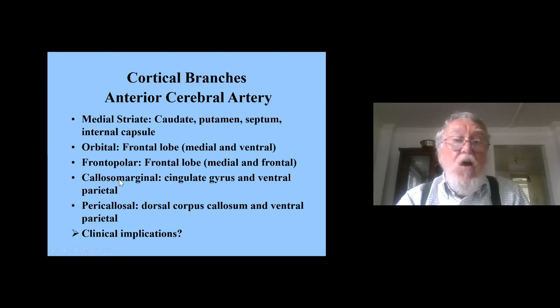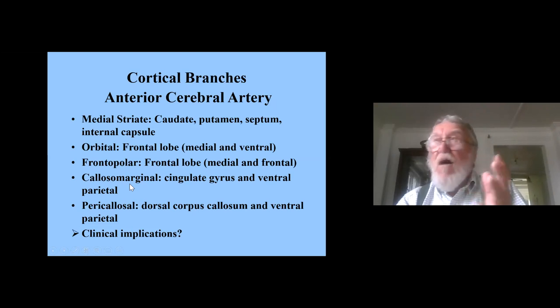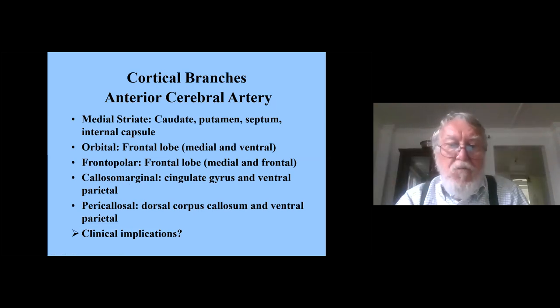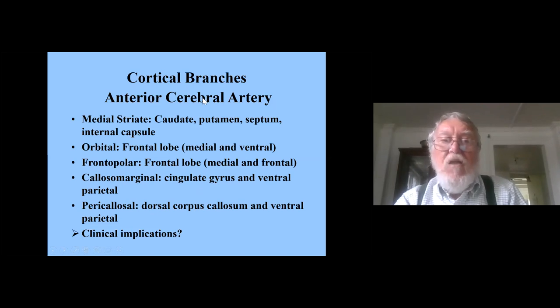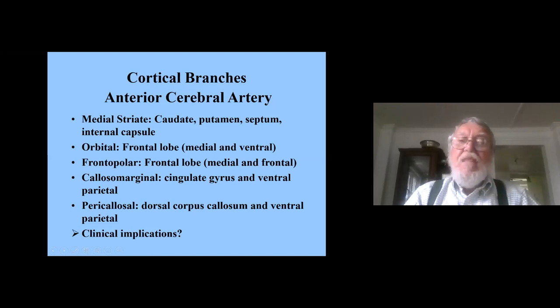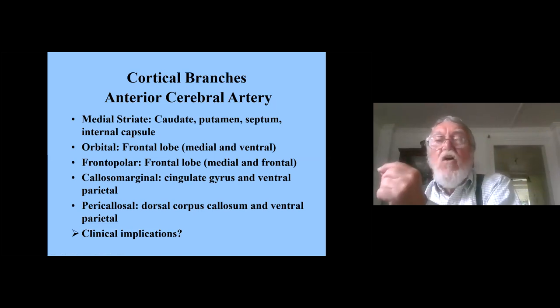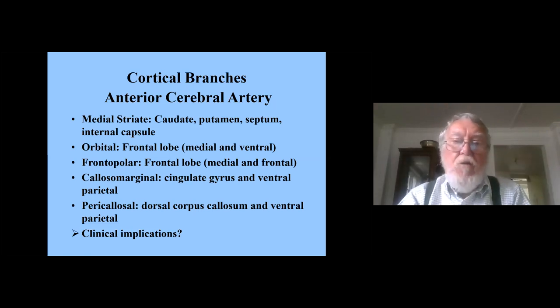The callosomarginal, look at where you are. Callosal, where does that come up? The corpus callosum, so it's around that area, vascularizes the cingulate gyrus and the ventral parietal. Then the pericallosal vascularizes the dorsal corpus callosum and the ventral parietal. And remember that if you have an insult to either the left or right anterior cerebral artery, you still have the anastomosing across the anterior communicating artery.